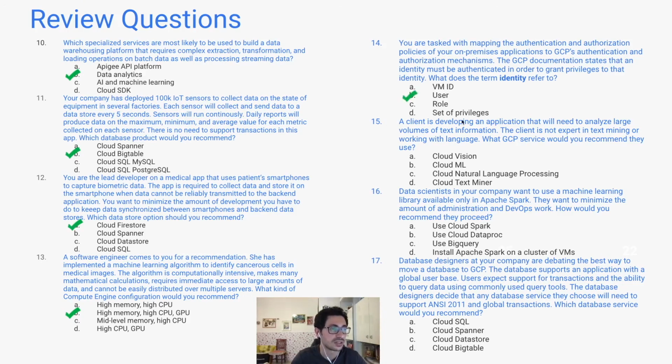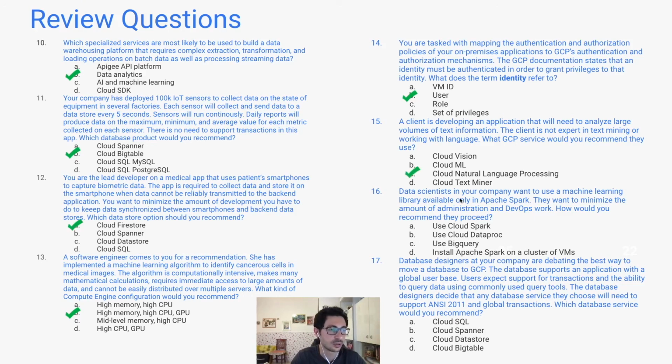A client is developing an application that will need to analyze large volumes of text information. The client is not an expert in text mining or working with language. What GCP service would you recommend they use? So since it's text information, it's Cloud Natural Language Processing. Even if we didn't talk about it in detail, you can still understand it is Cloud Natural Language Processing.